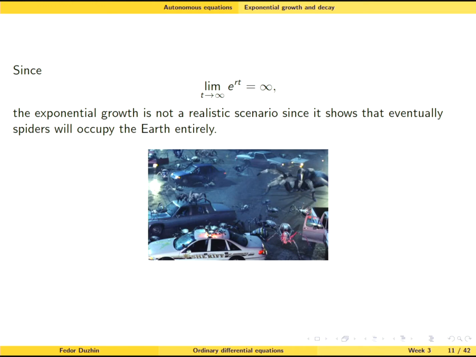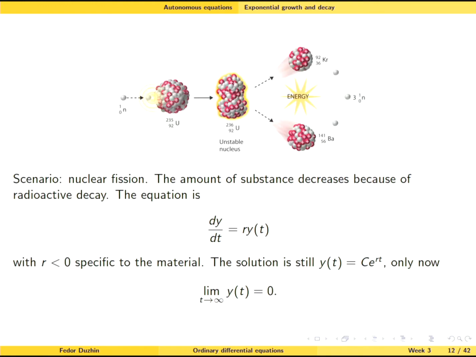But now let us see what's going to happen if the constant here is negative, right? So if the constant here is negative, then the main scenario that it models is nuclear fission, right? So in physics, according to the law of nuclear fission, because of radioactive decay, the amount of substance just gradually decreases over time, and the rate of change is also proportional to the amount of material, but only with a negative coefficient, right?